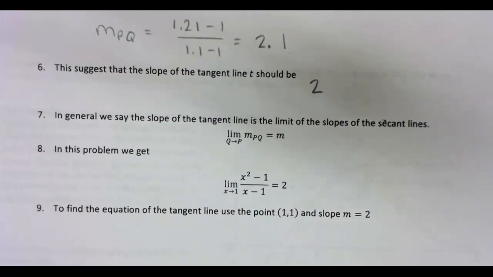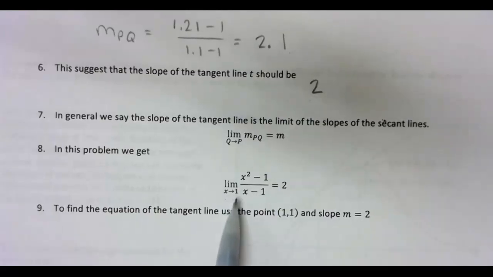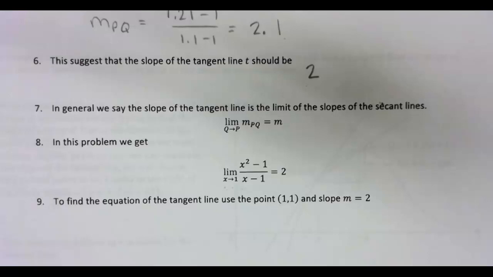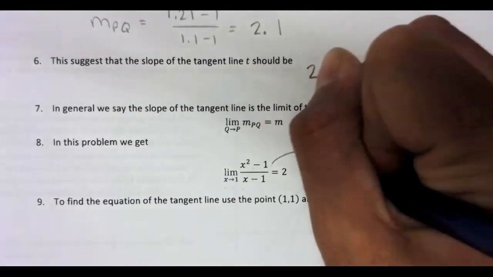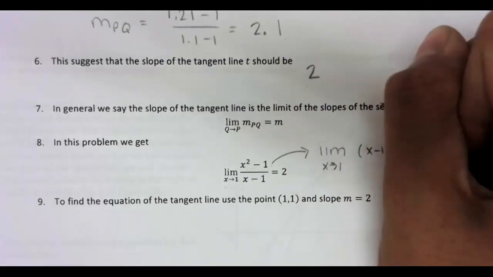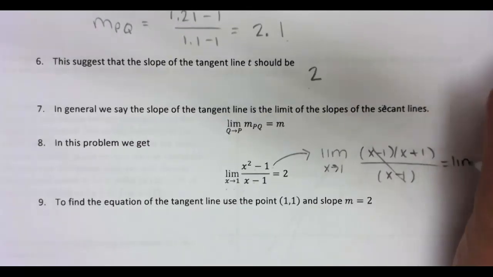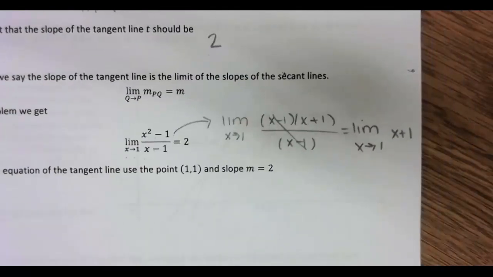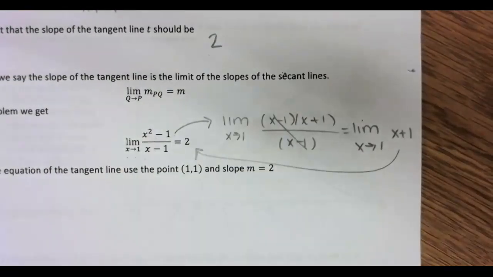So in this problem, the slope of the tangent would be equal to the limit as x approaches 1 of (x squared minus 1) over (x minus 1). If you plug in 1, you get (1 minus 1) over (1 minus 1), which is 0 over 0, which means to find our limit, we have to factor: (x minus 1)(x plus 1) over (x minus 1). So we have the limit as x approaches 1 of x plus 1, which gives you 1 plus 1, which gives my limit equaling 2.